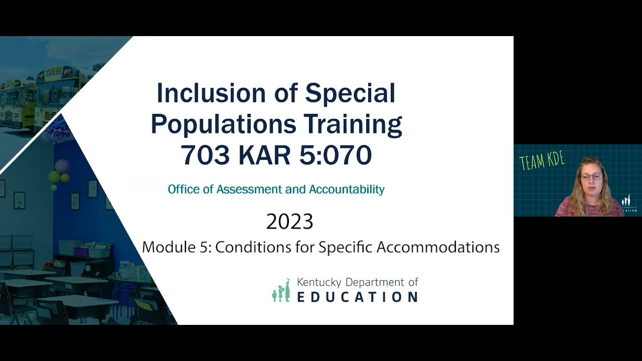Welcome to the Inclusion of Special Populations Training 703 KAR 5:070. This is Module 5 of 7 that make up this training series. This training must be completed prior to providing accommodations for any state-required assessments. Please ensure to review all 7 modules for the complete training.